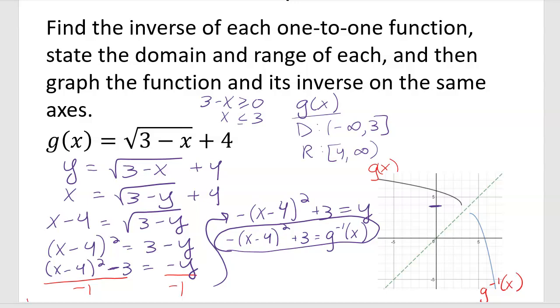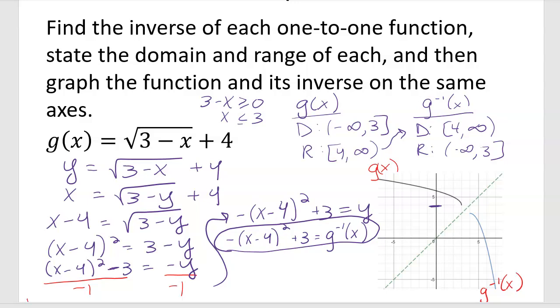Okay, now let's talk about the inverse function. So for g inverse of x, remember that your domain has to match the range of the g of x function. So this range has to be your domain of the inverse. So my domain of the inverse has to be the bracket 4 to infinity, and my range of the inverse has to be the negative infinity to 3 bracket.